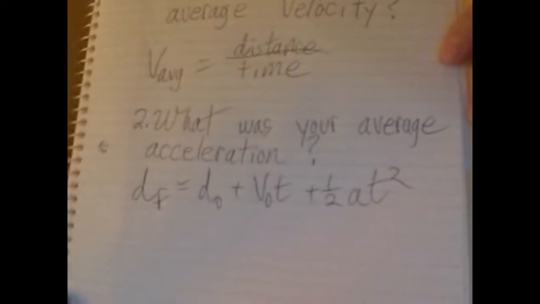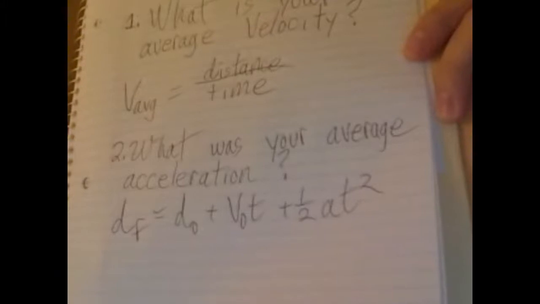What is question 2? Question 2 says, what was your average acceleration? A little bit more difficult. Here's why: it requires our kinematic equation. What is our kinematic equation? Well, it'll take me a while to write down. But it looks a lot like this, right?